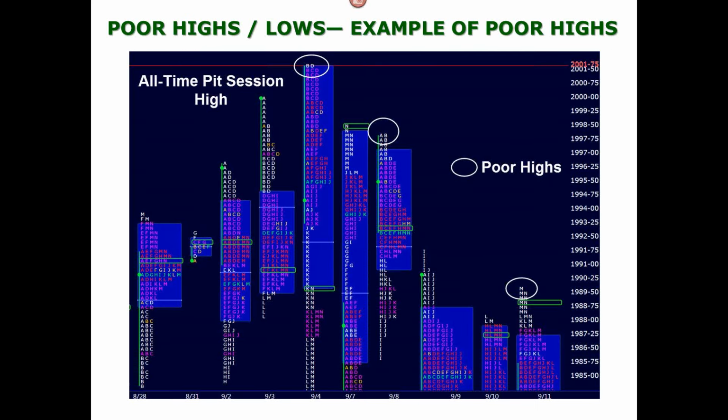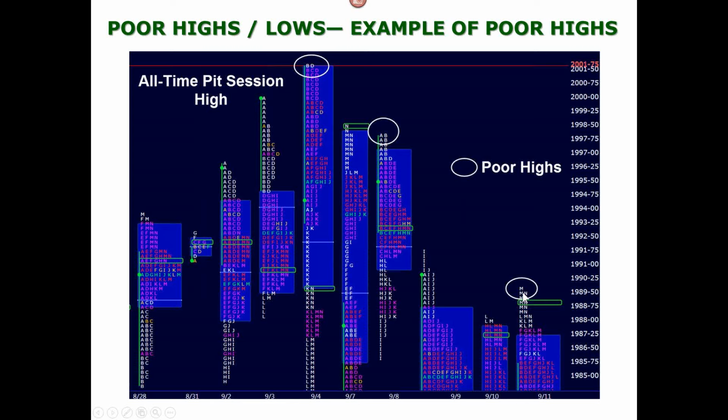So coming into today, we have a poor high at the all-time pit session high. We have another poor high 2 days later. And before today happened, we had another poor high on what would actually be the 11th. And then, of course, we'll see when we go to another poor high up here. But we'll see this in real time in just a minute.